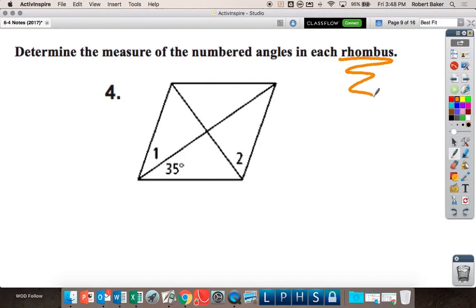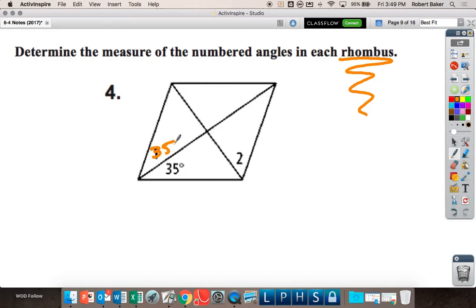So the point I'm trying to make here is you have to read the directions to know what the shape is before you can actually map it in. I know it's a rhombus. I know it has 4 congruent sides. I know diagonals are perpendicular, and I know that diagonals bisect a pair of opposite angles. So if this angle is 35 degrees, how big is the other half? 35.